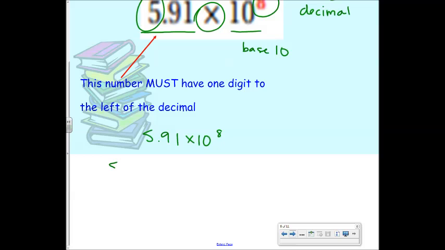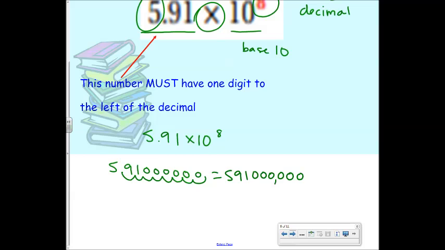So 5.91, and you move it right 1, 2, 3, 4, 5, 6, 7, 8 times. So how many zeros do you add? Does this tell you the number of zeros or the number of times you move it? Number of times you move it. You cannot just add 8 zeros, because there were 2 spots here that we had to move over. So your number ends up being 591.